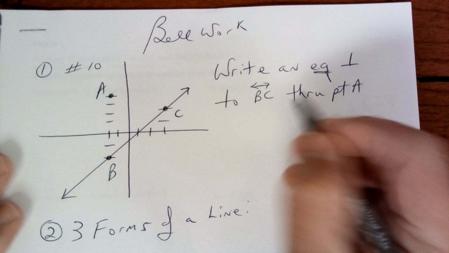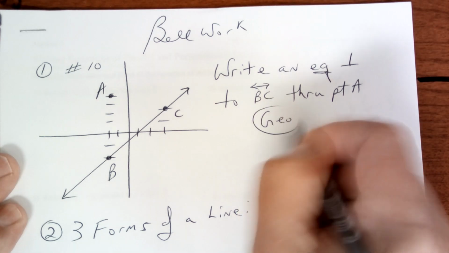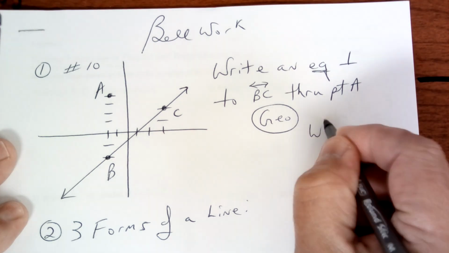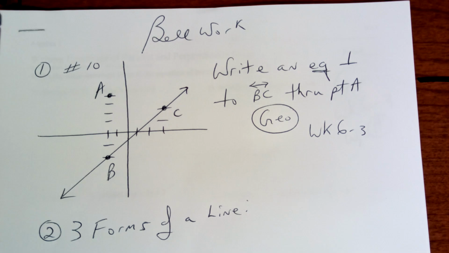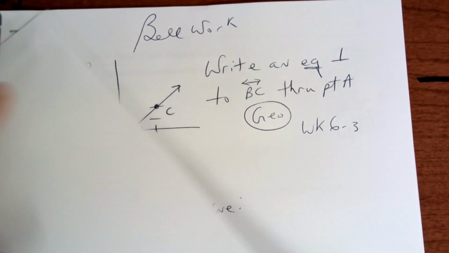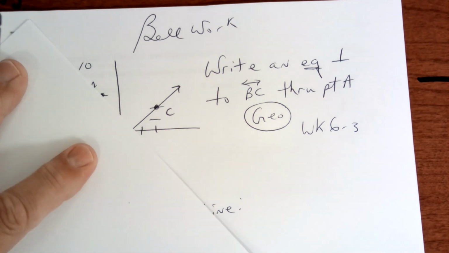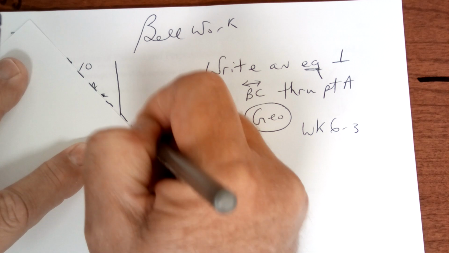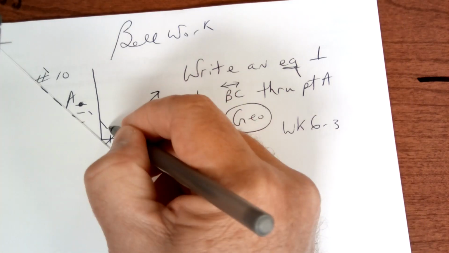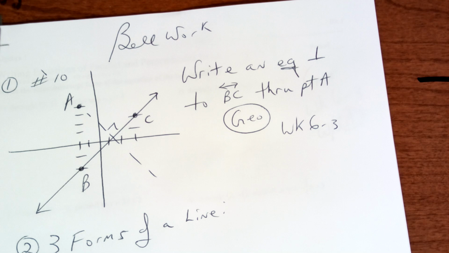This is geometry, and this is week 6-3. Anyway, you had this one yesterday on your homework or classwork, and they want you to find a line perpendicular to this line through that point. In other words, it's going to look something like this. They want you to write an equation that's going to be perpendicular like that. Okay? And today, you need to learn how to do this.